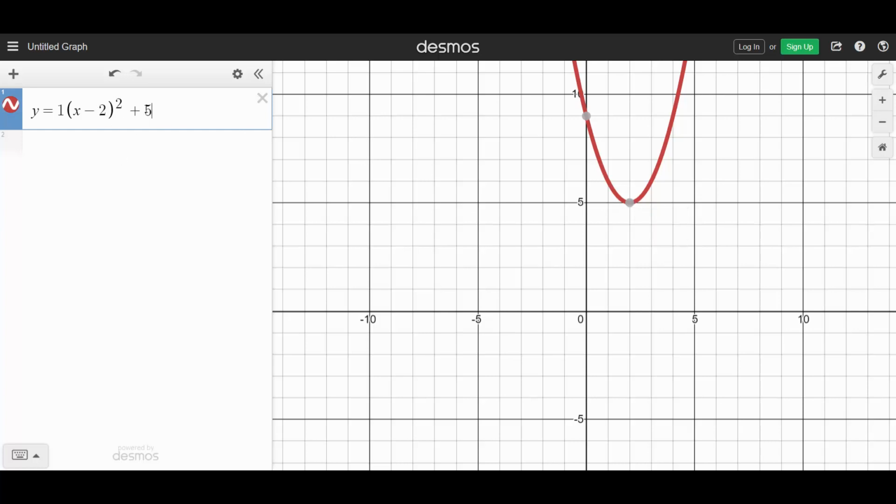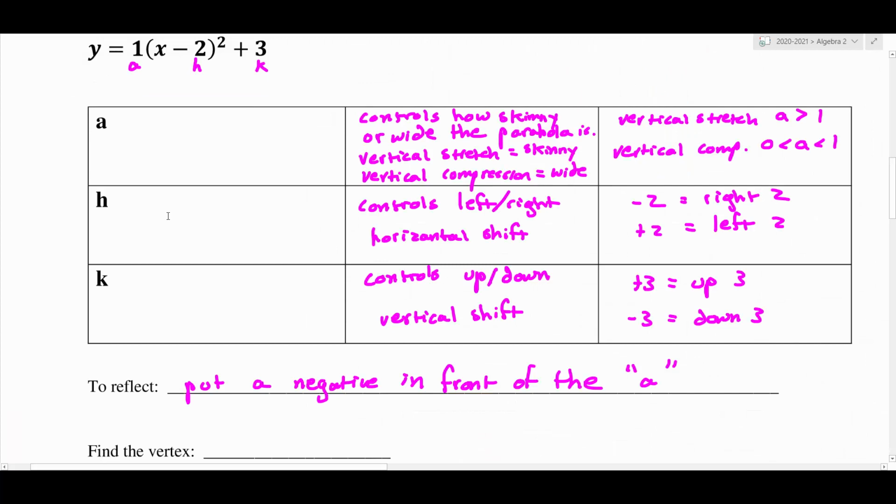All right, so these two numbers, h and k, can tell us what the vertex is. To find the vertex, all I have to do is look at h and k. So I know my vertex is going to have a 2 and a 3. So I'm going to say (2, 3). The h value tells us what the x coordinate is going to be, and the k value tells us what the y coordinate is going to be.